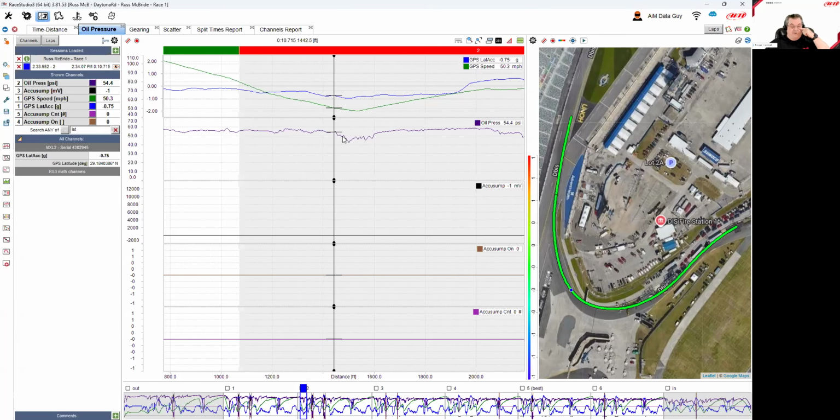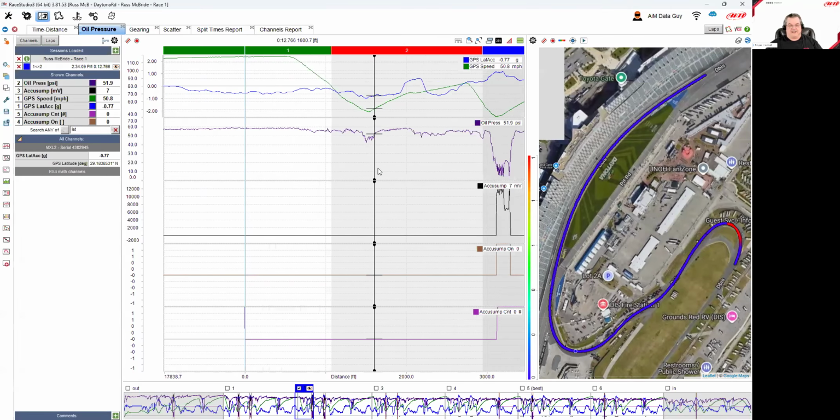But it never does drop below that 15 PSI, right? It only came down to 43 from a normal high of 55 to 60. But you can certainly see that it's right on the edge, so he needs to be careful there, obviously. So that's kind of interesting.